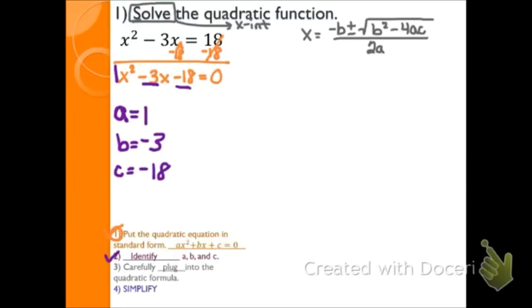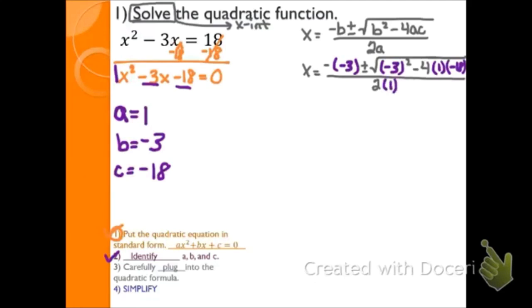So first I get x equals negative b, and b is a negative 3, so I'm going to plug that into the parentheses, plus or minus the square root of b, which is a negative 3. On the outside of that I have to the second power, minus 4 times a, which is 1, times c, which is a negative 18. All of that goes at the top, and then I'm going to put all of it over 2 times a, which is 1. So we have now carefully plugged into our formula, and that was step 3.